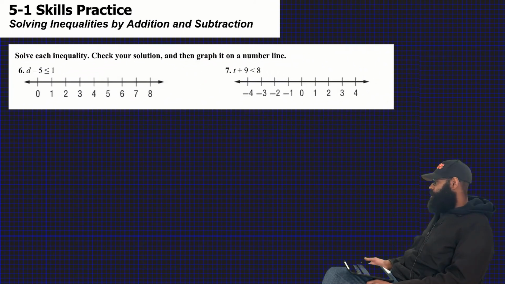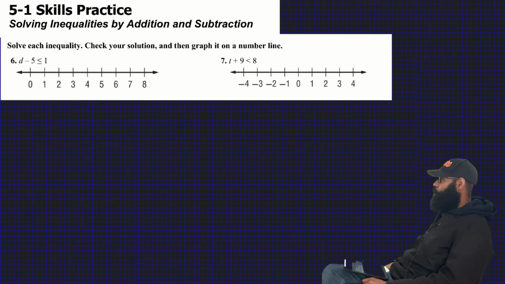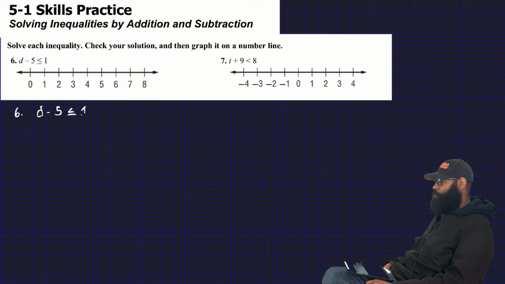Part 2, this time they're not giving us the graph. We will have to graph it ourselves. Solve each inequality, check your solution, and then graph it on a number line. So nowhere here, guys, so far they've asked us to check. So I'm kind of happy about that.